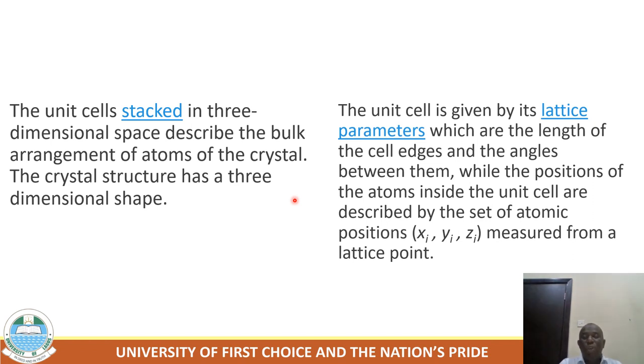The positions of the atoms inside the unit cells are described by the set of atomic positions xi, yi, zi, measured from that lattice point. That is, from your reference point, if you are looking at a particular crystal, what is its position at point x from the reference point? What is the position at point y from the reference point? What is the position at point z from the reference point?